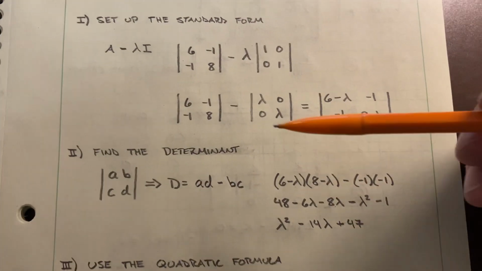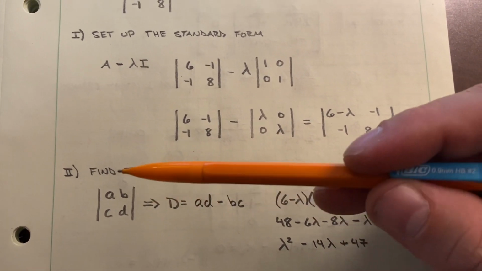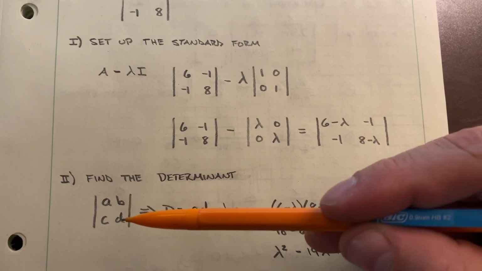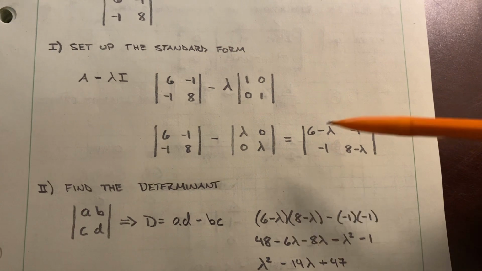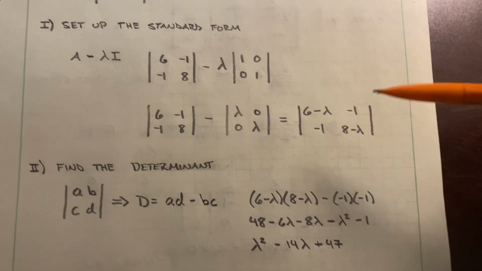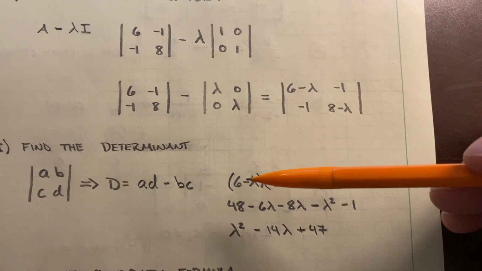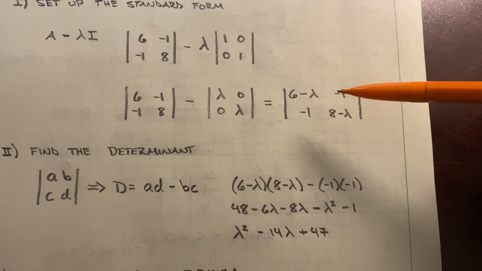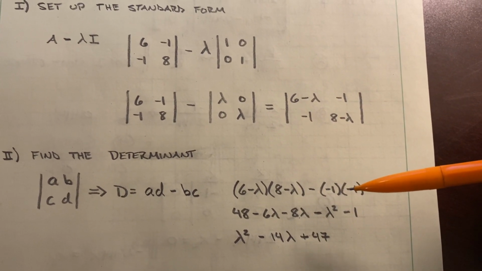Step 2, we will find the determinant. The determinant of a 2 by 2 matrix is A times D minus B times C. We're talking about this guy right here. So let's set it up. A times D minus B times C.